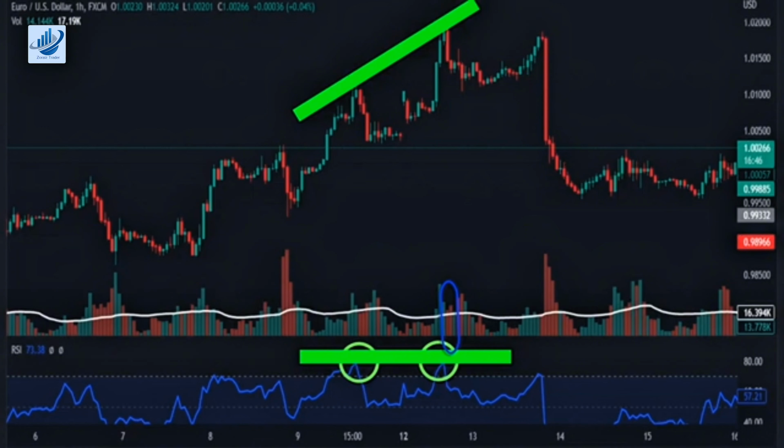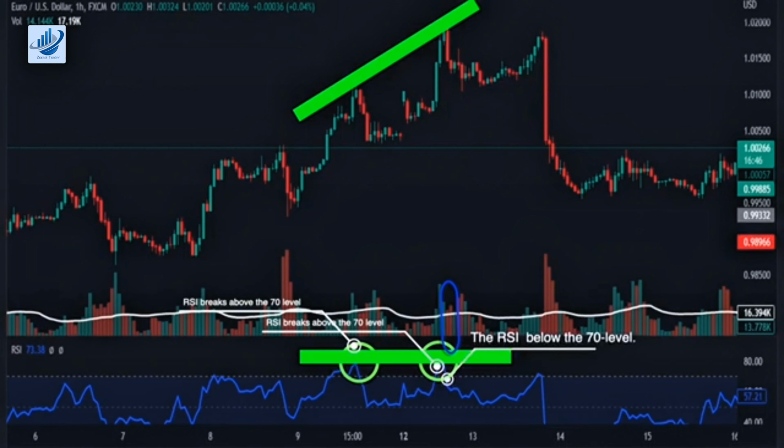Look at this chart. We see that the RSI breaks above the 70 level. That's our first confirmation. And the RSI goes below the 70 level without showing any bearish divergence. After a while, the RSI breaks above the 70 level again, but now shows divergence. That's our second confirmation right there. Now for our third confirmation, we will wait for the RSI to go back below the 70 level with a volume above 30 moving average.